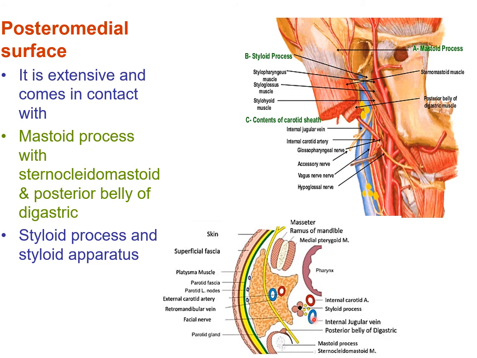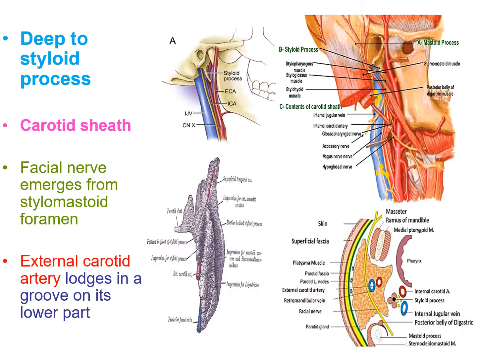If we see here, the styloid process separates the carotid sheath and its contents from the posteromedial surface of the parotid gland. If we appreciate here, this is the styloid process. The posteromedial surface is coming in relation with the styloid process along with its attachment, and the mastoid process along with the attachment of the posterior belly of digastric and the sternocleidomastoid muscle.